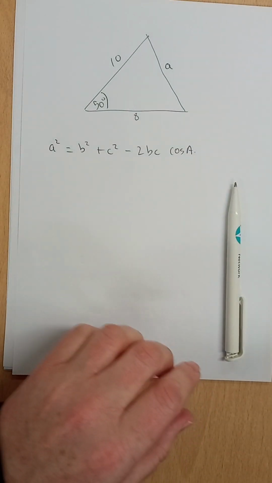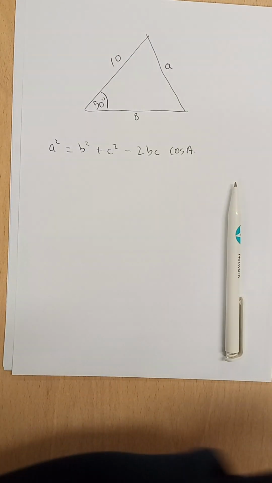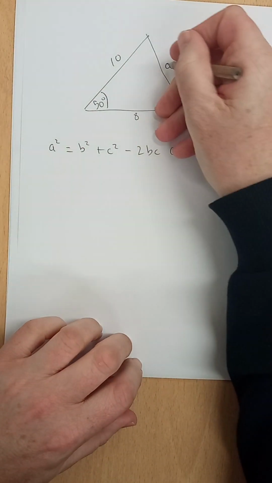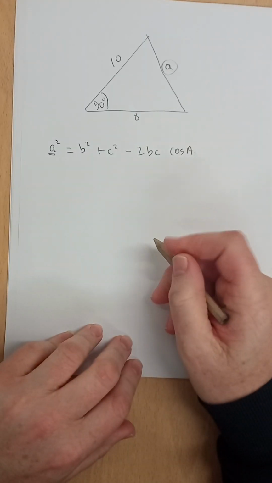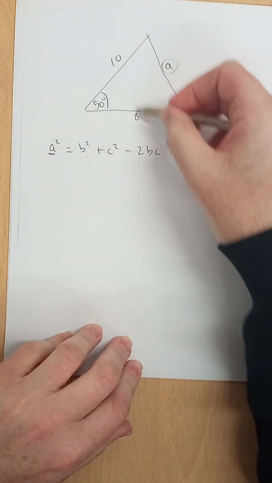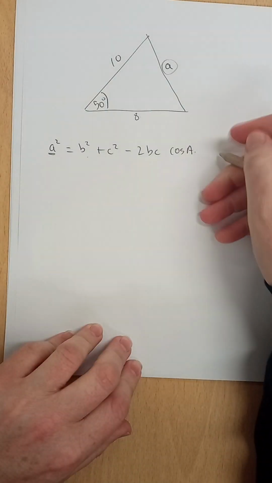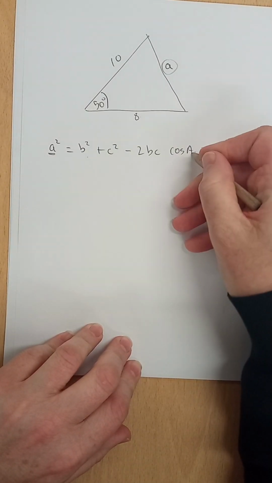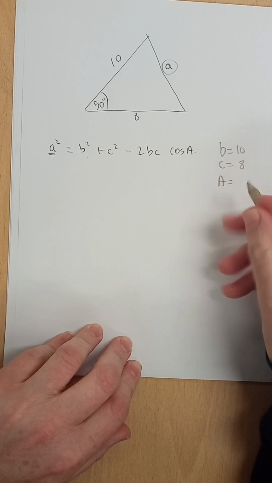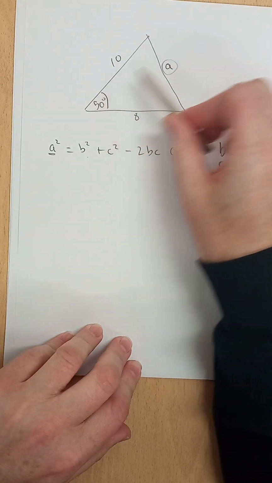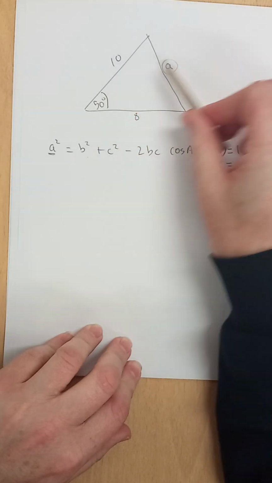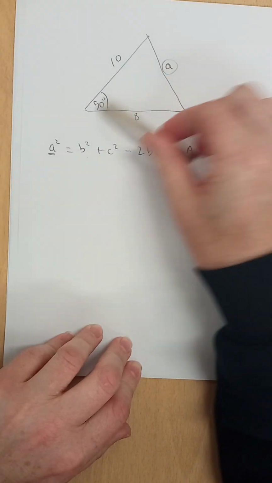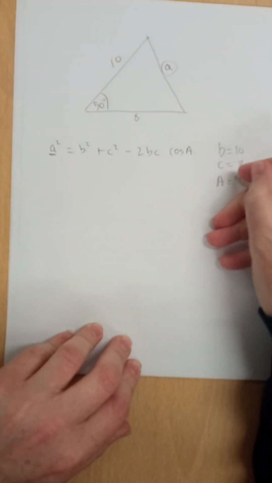So all I need to do is identify what my a, b's and c's are here. Okay, well this is a, that's it there. b and c can be either of those, just pick one. So let's just say b is going to be 10, c is going to be 8, and capital A, and this is the important one, the angle has to be opposite the side you're looking for, and vice versa. So that's going to be 50 degrees.